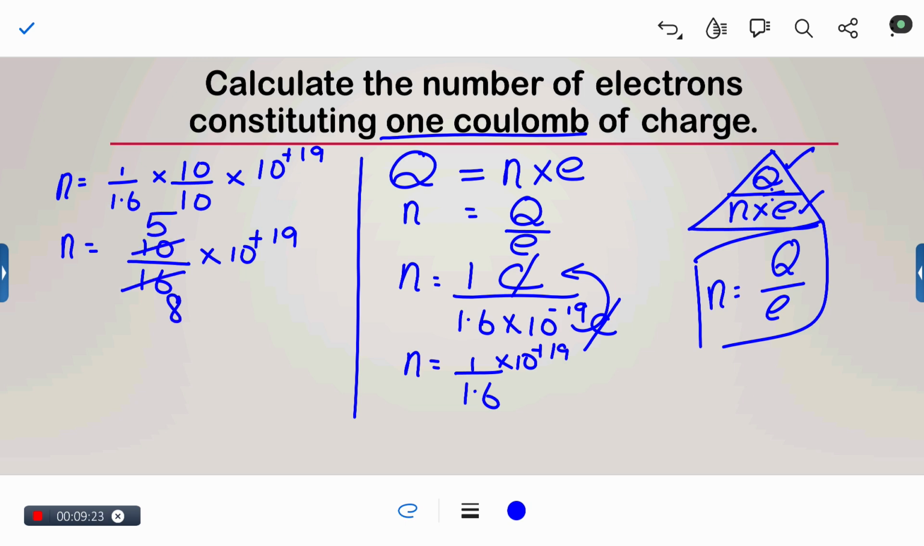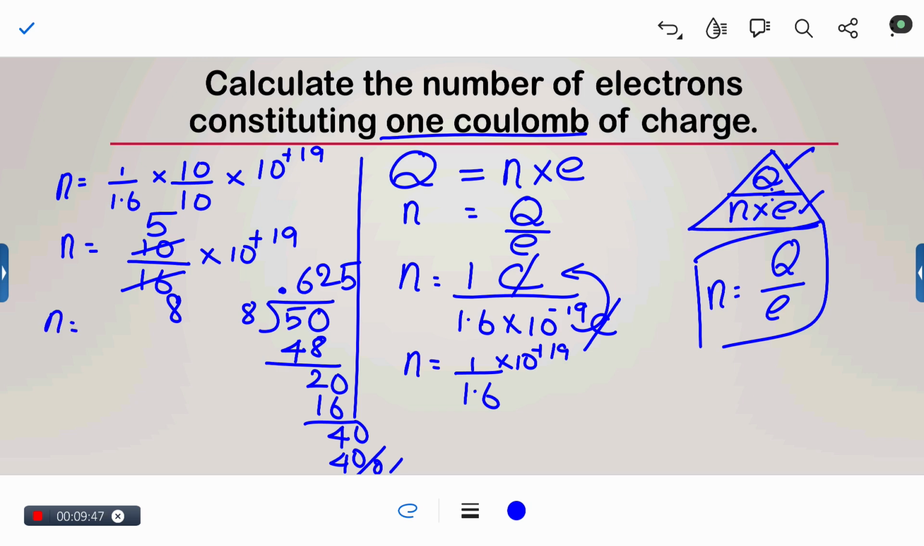Go along with the normal long division. 5 by 8. Since 5 is smaller than 8, we can add a 0 and keep a decimal place. 6 8s are 48. Balance 2. Add a 0. 2 8s are 16. Balance 4. Again add a 0. 5 8s are 40. Balance 0. So what is the final answer over here? N is equal to 0.625 into 10 to the power of plus 19.